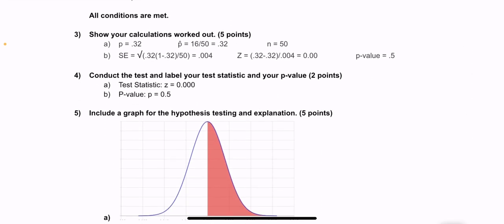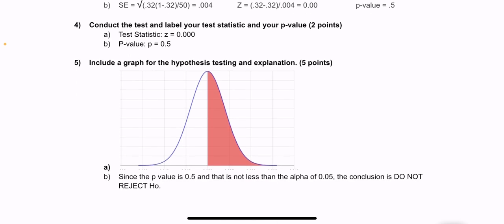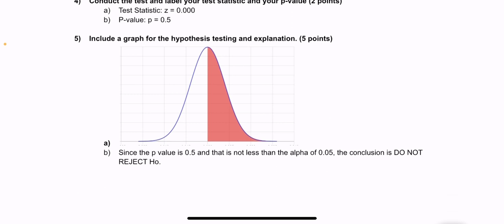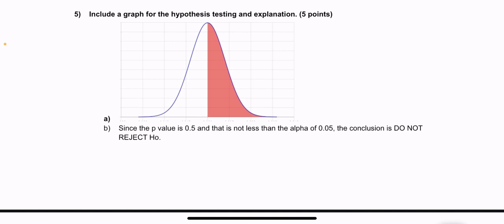So p equals 0.32, which is given. P hat equals 16 over 50, which is 0.32. N equals 50. Standard error is equal to the square root of 0.32 times 1 minus 0.32 all over 50, which gives us 0.004. Z equals 0.32 minus 0.32 over 0.004, which gives us 0, and the p-value is equal to 0.5. Our test statistic is Z equals 0.00, and our p-value is p equals 0.5. This is also shown in the graph below.